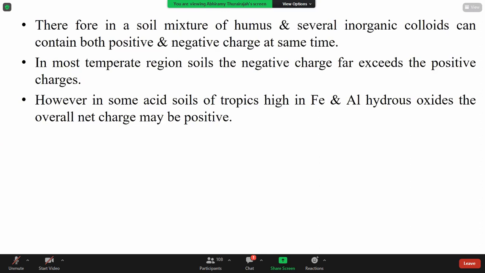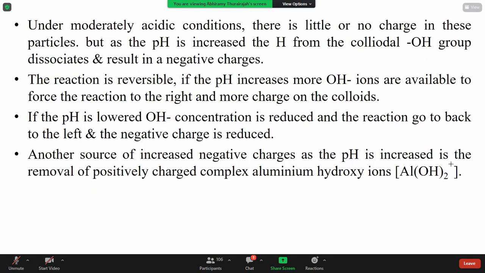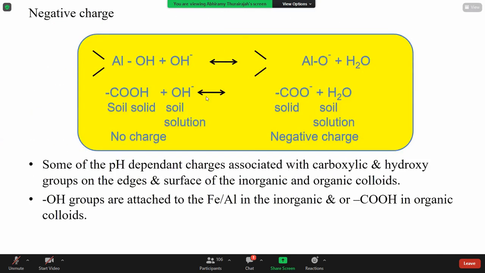So here, see, in soil, a mixture of humus and several inorganic colloids can contain both positive and negative charges at the same time. Why? Because of the pH changes, right? In most temperate region soils, the negative charges far exceed the positive charges because of the pH. However, in some acidic soils in the tropics, high in iron and aluminum hydroxide, the overall net charge may be positive. So if you understand how the positive and negative charges develop through changes of pH, this is the basic.